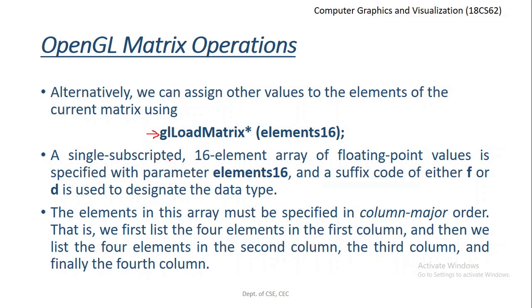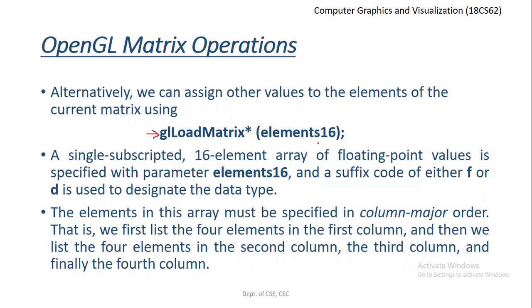A single subscripted 16-element array of floating point values is specified with the parameter elements[16], and a suffix code of either f or d is used to designate the data type, similar to what we discussed in the previous slides. So here the suffix can either be f or d depending upon the data type that we want to use. The elements in this array, in this case the array named elements, must be specified in column major order. What do we mean by column major order?